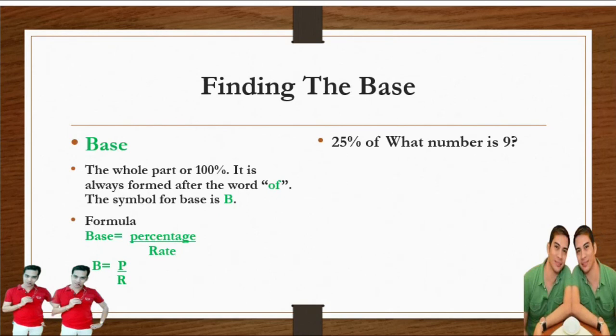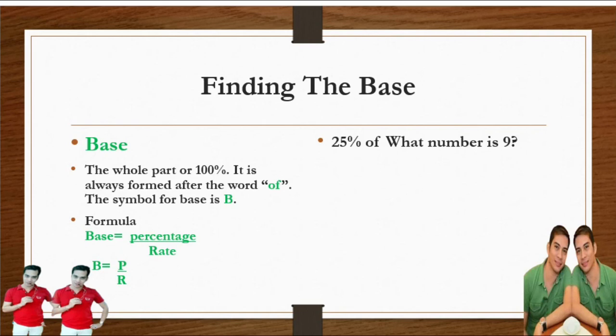Next, how to find the base. Base is the whole part or 100% or 100. It is always found after the word "of." Then the symbol for base is B. So the formula is percentage divided by the rate, or the base equals P over the rate.